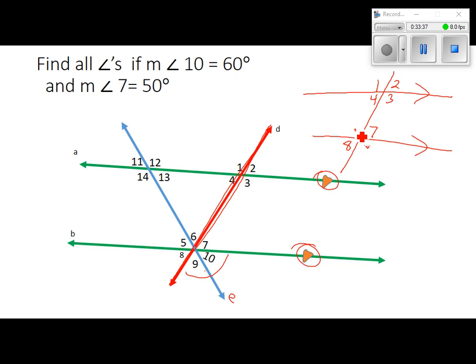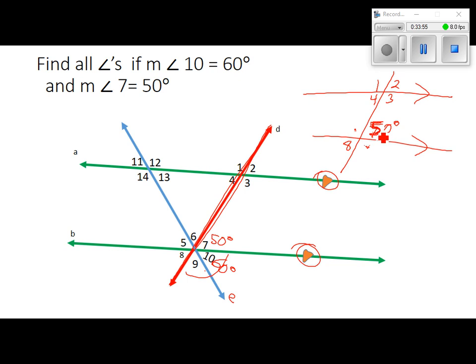They tell us that angle 10 is 60 degrees, so I'm going to write that in there, 60 degrees. Angle 7 is 50 degrees. If I go over here to this picture, I know angle 7 is 50 degrees. And I can just find all the angles in this part of the picture.